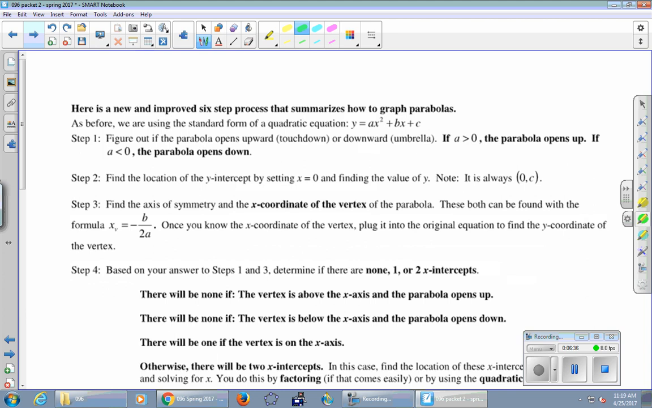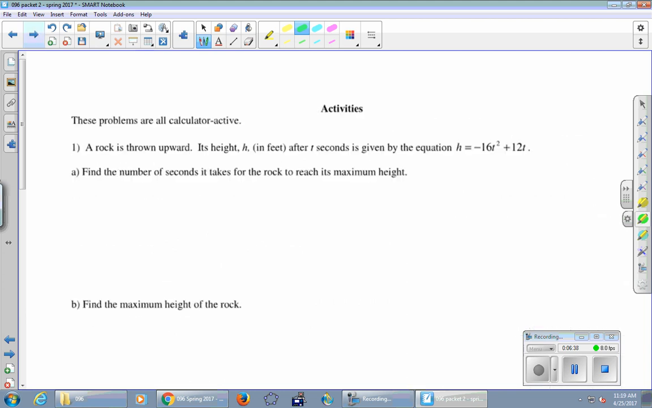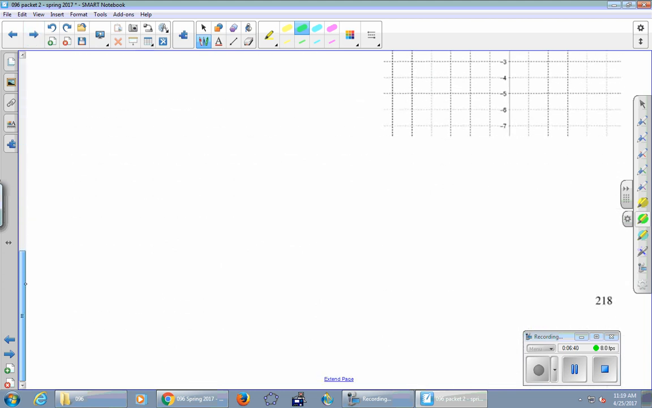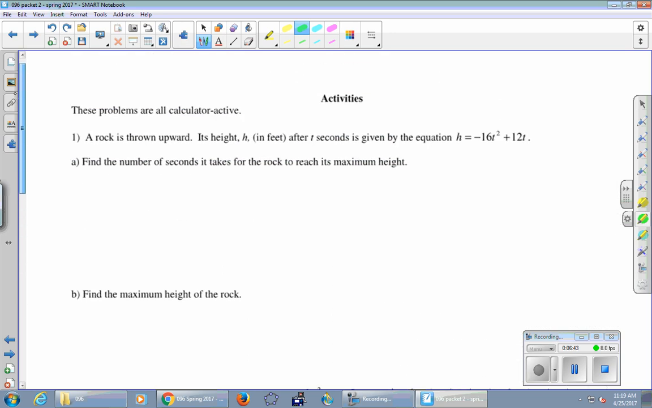So there is this parabola stuff, which we're going to do together in just a minute. But for right now, I want us to jump to the activities, and I just want us to, on page 218, find these synonyms real quick. We're just looking for any of those words, high, low, min, max, anything like that. All of them mean find the vertex.